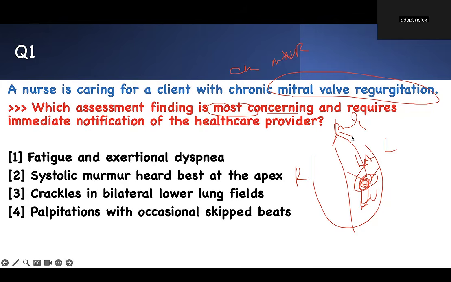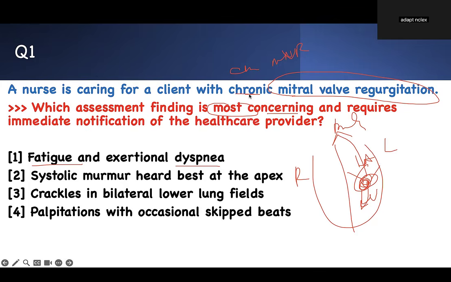Then if you want to know where the murmur is located, and whether it's systolic or diastolic, there's a mnemonic for that, so let's get to it. Fatigue and exertional dyspnea: I have fatigue, and exertional dyspnea is consistent with the chronic condition, because of less blood flow. This is all an expected finding for regurgitation. So you have exertional dyspnea.